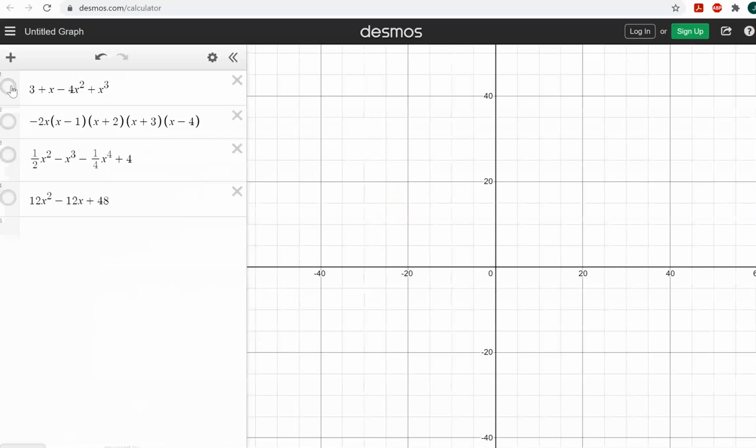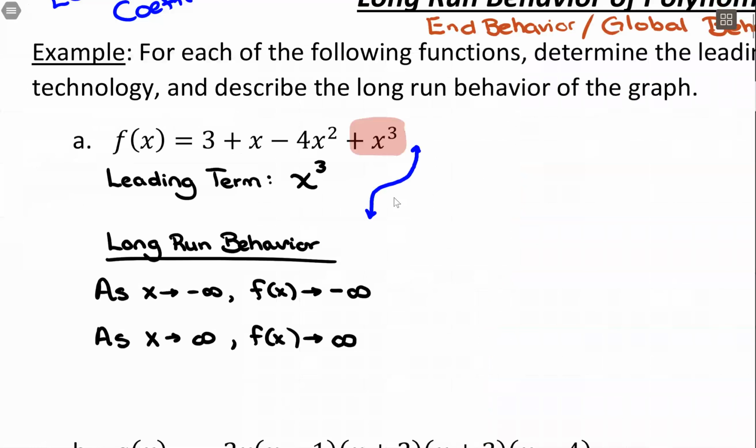So I have my function here, and as you can see, there's more twists and turns in the middle, but that's our short run behavior or local behavior. So we're not worried about that right now. We're just worried about what's happening at the ends here. And as we can see, we're coming from negative infinity and going off to positive infinity. So that little sketch right here is really all we need to answer that long run behavior, since we're not asking questions about what's happening in the middle.